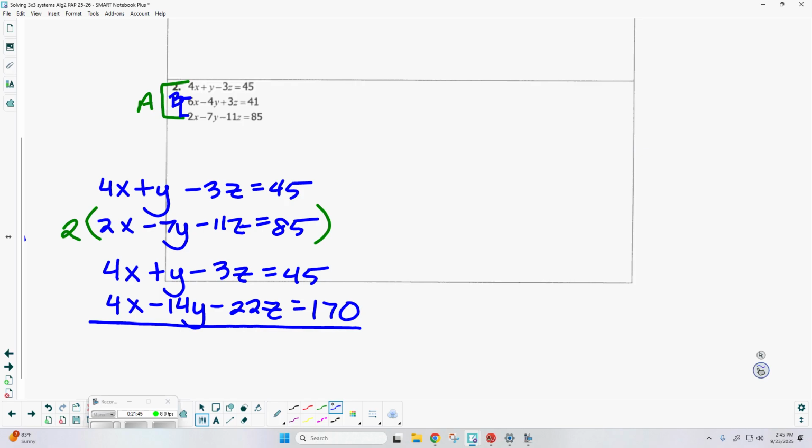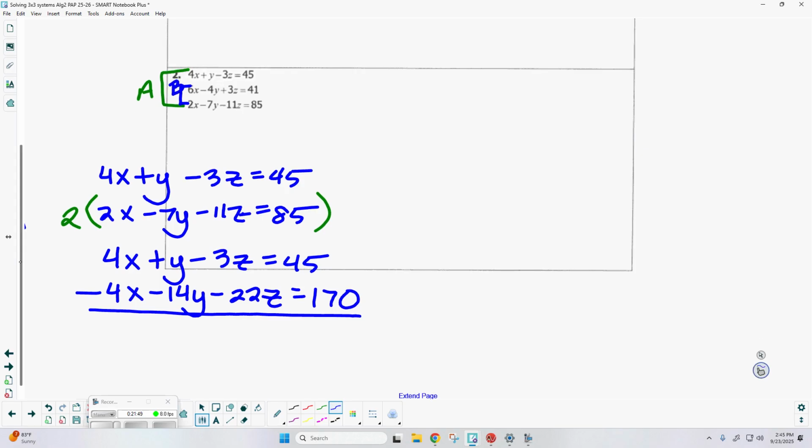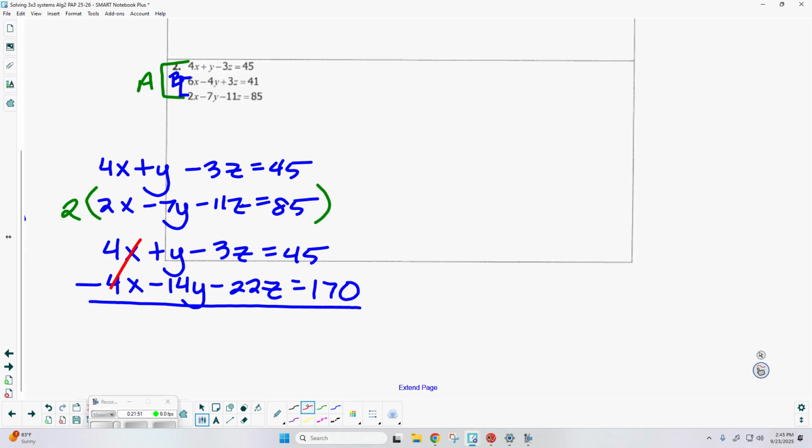Now, because we decided to make the coefficients the same, we're going to subtract these. Okay, so those are going to cancel. Now, remember, we're subtracting a negative. So y minus negative 14y, how many y's do I have? We got a positive 15. So positive 15y. Now I need a negative 3z plus 22z.